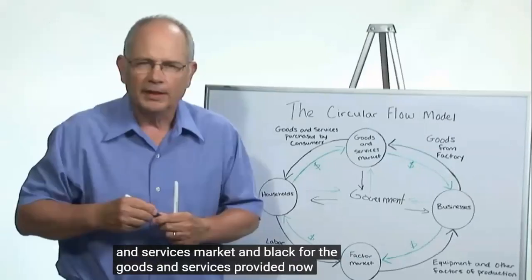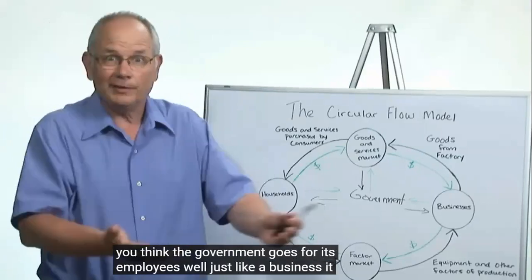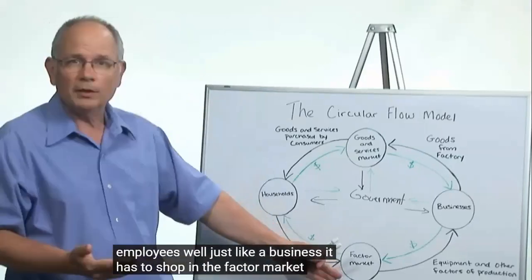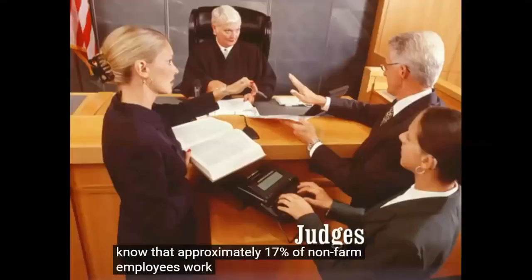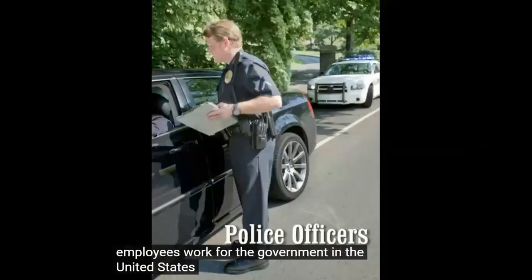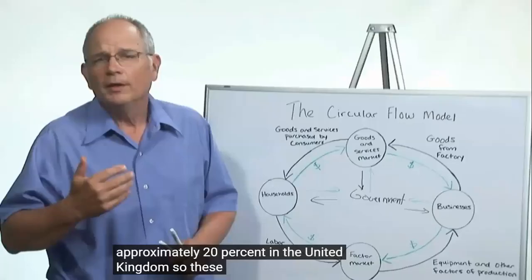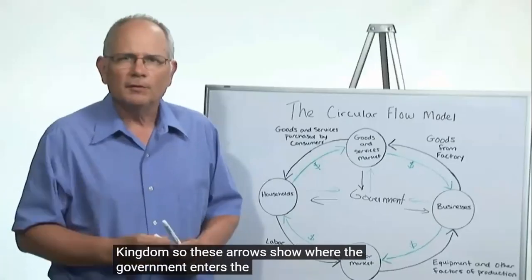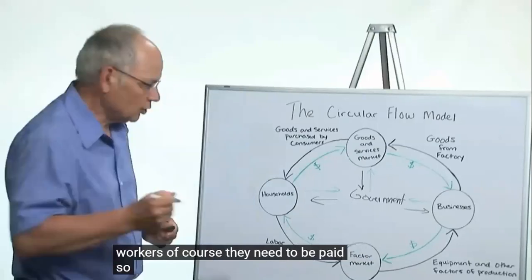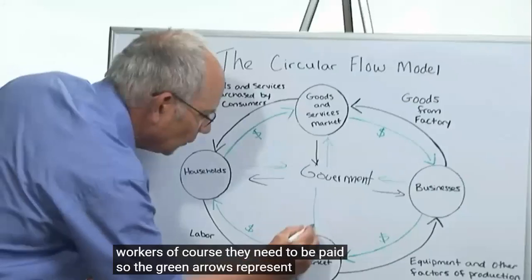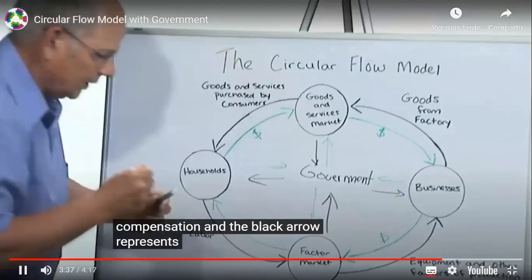Now, where do you think the government goes for its employees? Well, just like a business, it has to shop in the factor market. Did you know that approximately 17% of non-farm employees work for the government in the United States? That figure jumps to approximately 20% in the United Kingdom. So these arrows show where the government enters the factor market for workers. Of course, they need to be paid. So the green arrows represent compensation, and the black arrow represents employees hired.